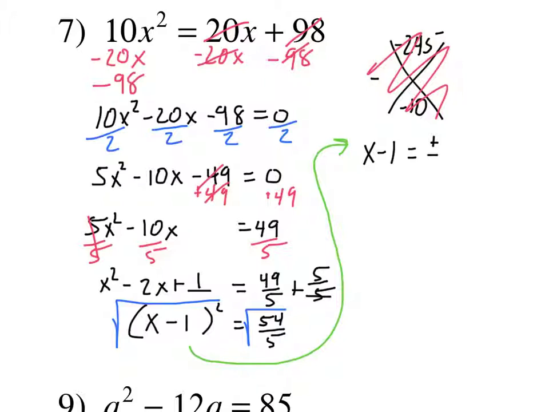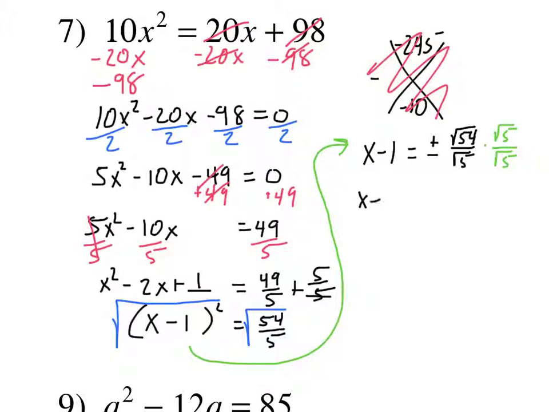So if we took the square root of both sides, we have x minus 1 equals positive and negative. Now remember, the square root of 54 over 5, we've got to break that up, right? So that's going to be the square root of 54 over the square root of 5. Do we like a square root in the denominator? Nope. What do we do to that then? Multiply by the square root of 5 over the square root of 5. We've got to get rid of the square root in the denominator.